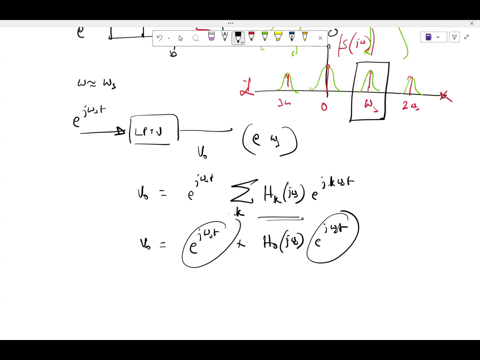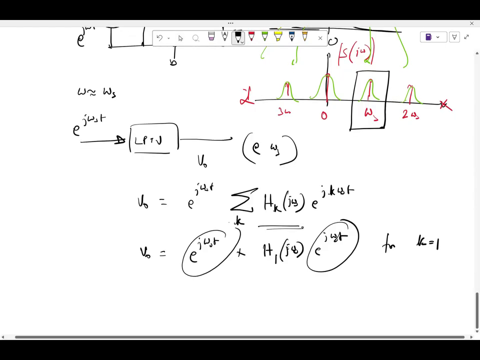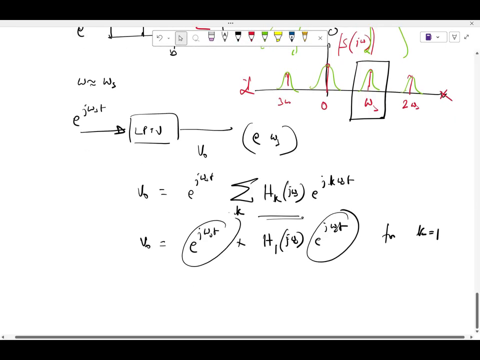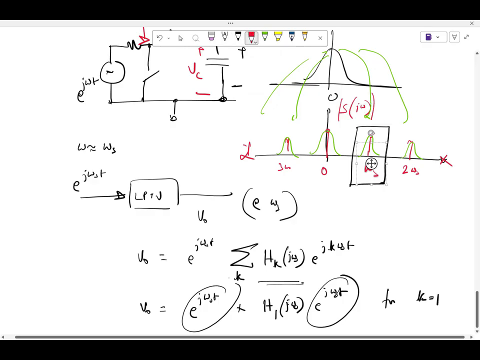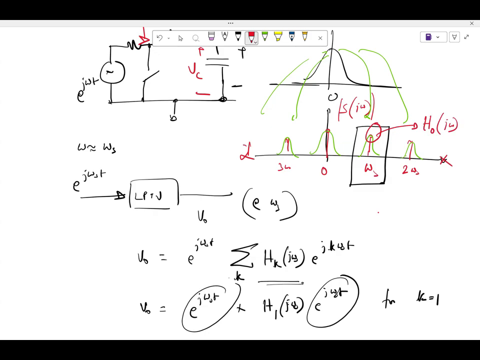Correct. Yes. Correct. Thank you. So this is for k equal to 1. So we are looking at k equal to 0, right? So which means that if we apply, okay, so which means that the value that I'm getting here is essentially h of 0 j omega s.